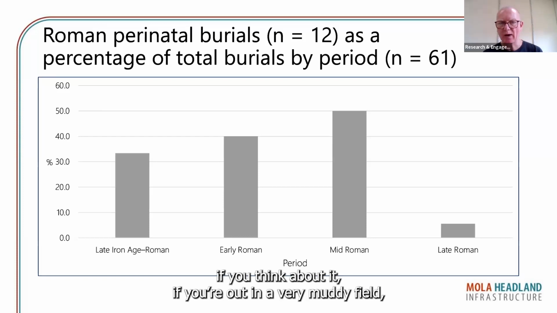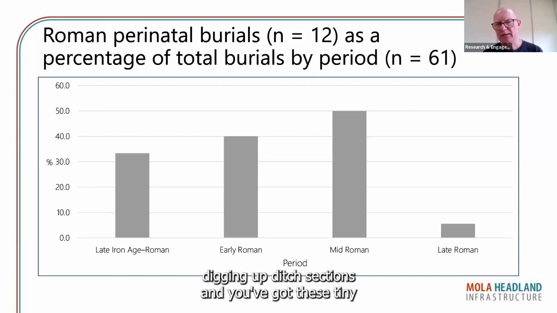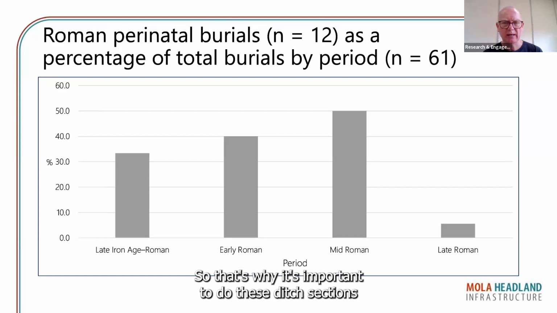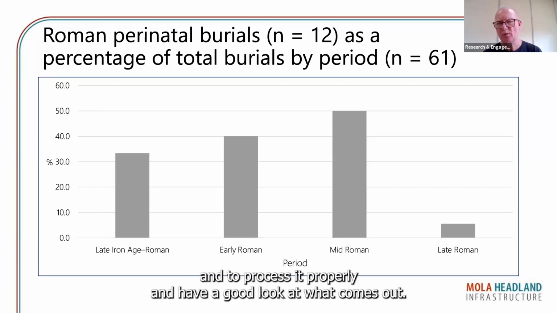If you think about it, if you're out in a very muddy field, digging up ditch sections, and you've got these tiny perinate bones that you can hardly see anyway, and they're all covered in mud, you're just not going to see them all. So that's why it's important to do these ditch sections and to process them properly and have a good look at what comes out of them.